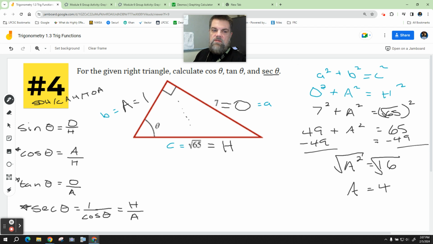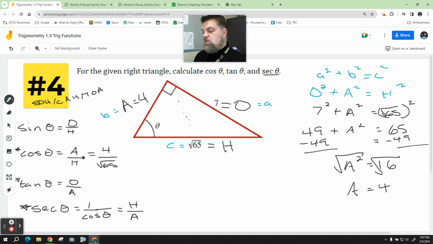So this is 4. So cosine is the adjacent, which is 4, over the hypotenuse, which is the square root of 65. Now remember when we went over this the first time, I said I'm not going to get into it, but we need to rationalize the denominator. You can't leave a square root in the bottom of a denominator.